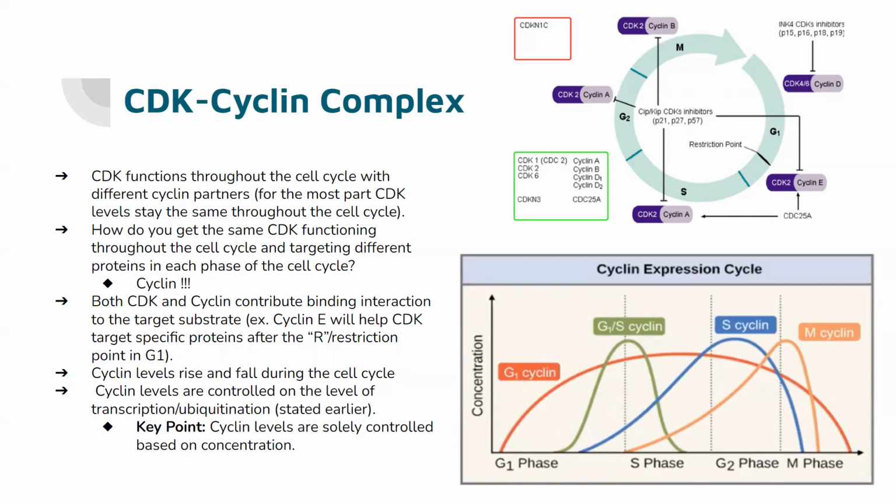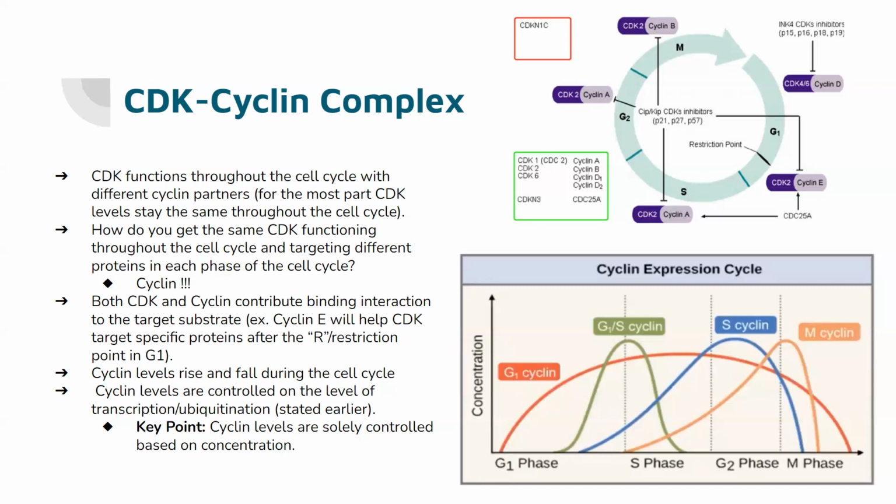But so why is this important? Because CDK functions during the cell cycle with different cyclin partners. And so each specific cyclin has a specific function in order to aid CDK to know where it needs to go, what it needs to do. And so again, reiterating it, how do you get the same CDK functioning throughout the cell cycle and targeting different proteins?